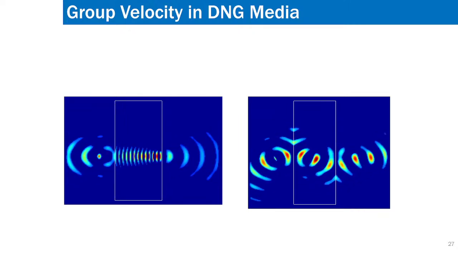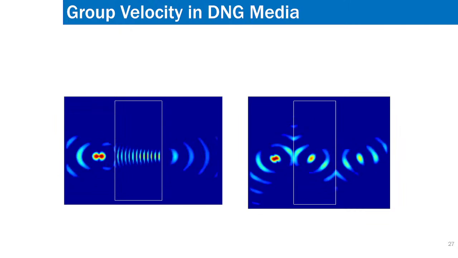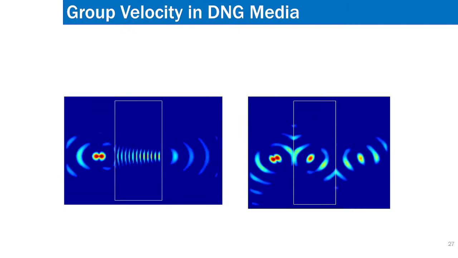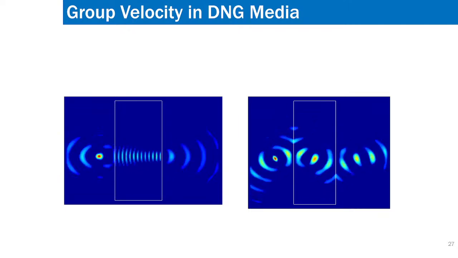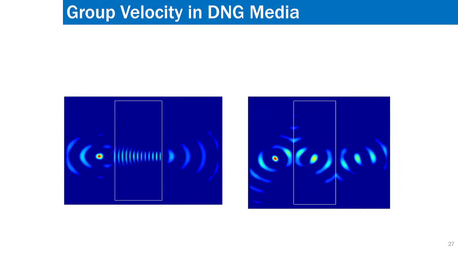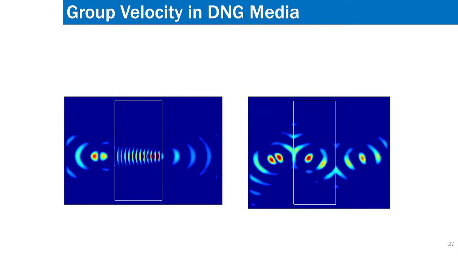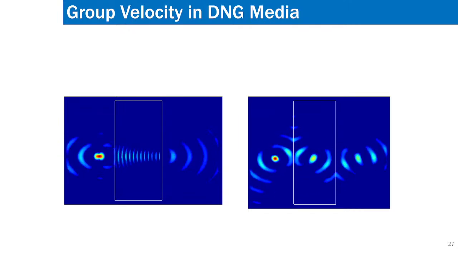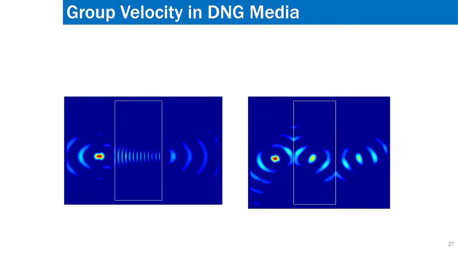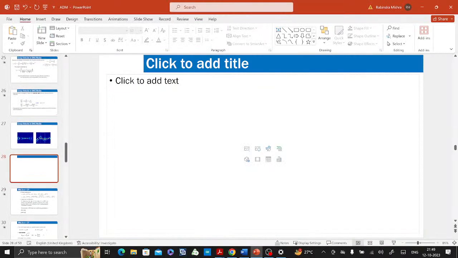Refraction is occurring here. The incident is in the third quadrant. At the interface, it gets refracted towards the fourth quadrant. Then when it is coming out of it, again it is going to the third quadrant. So this is because of the DNG behavior. With that, we come to the end of today's discussion. Next time, we'll discuss other things of DNG material.